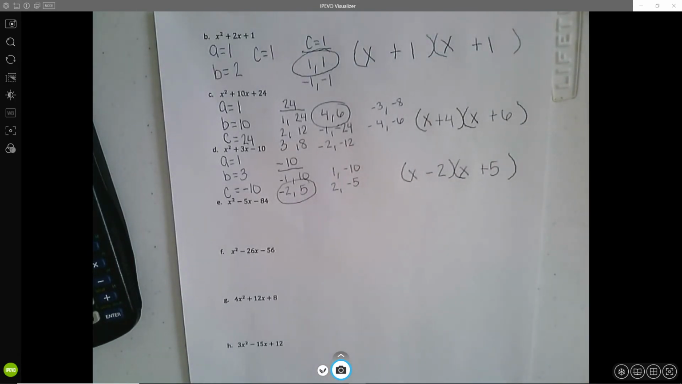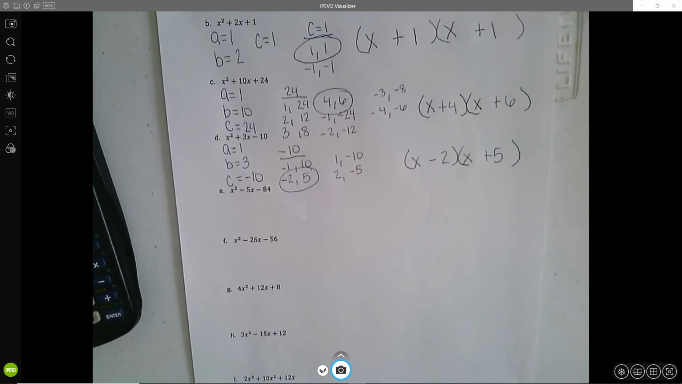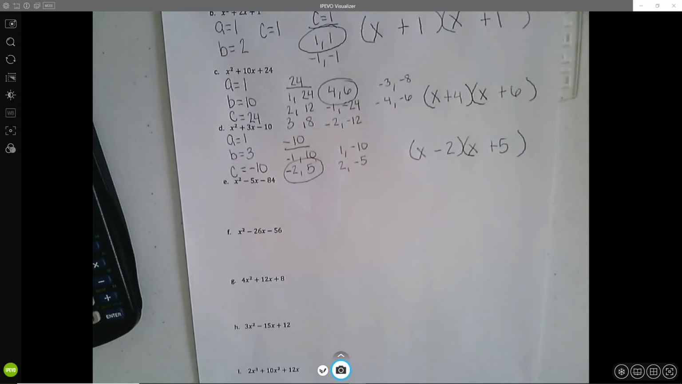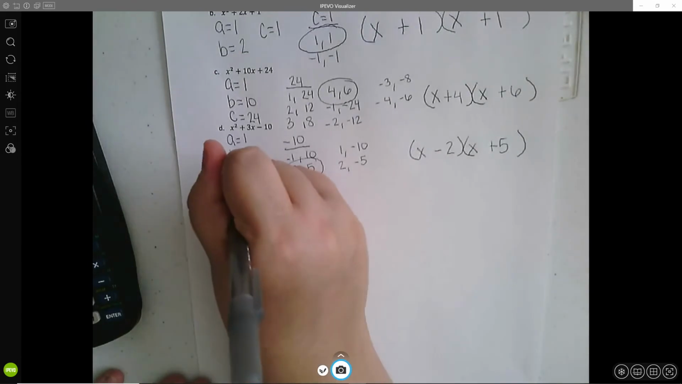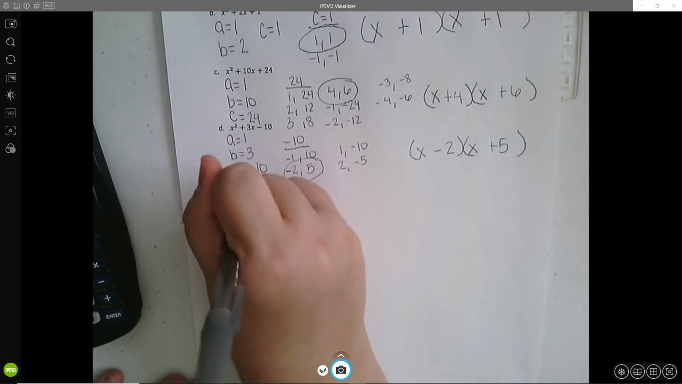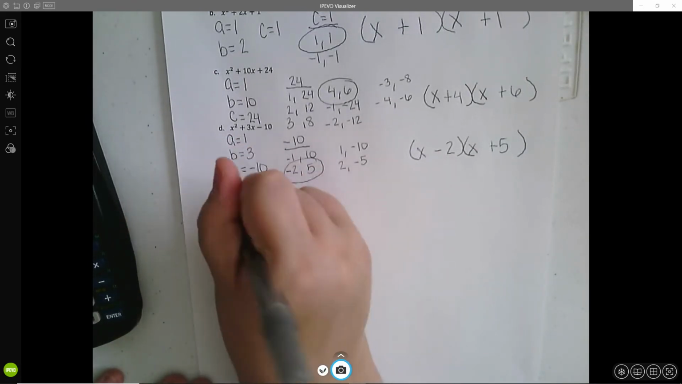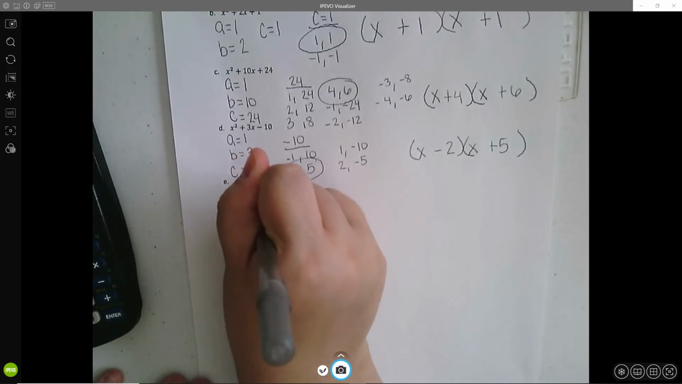Okay, so now let's go here to the next one. I could check all these and they will work. But like I said, you don't always have to check. I'm just showing you the checking method, so it reminds you of FOIL again. Plus, if you want to make sure you're 100% correct, there is a way to check it. So now, on the next one, A is 1, B is -5, C is -84.